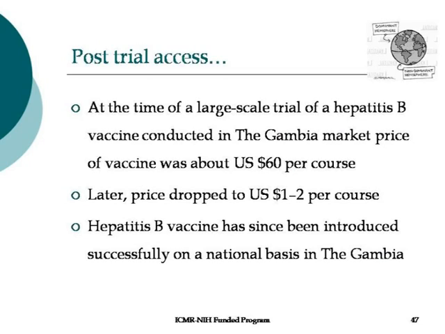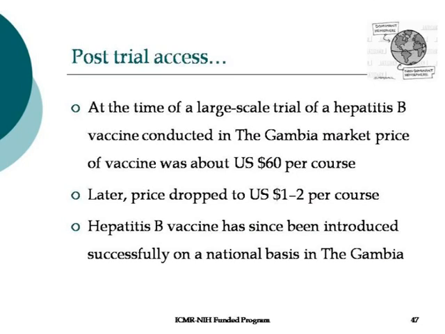These are some of the issues that are really most relevant to the underprivileged, socially or economically. I'll just give you the example of the Gambia hepatitis B. The research was done in the Gambia, and at the time, it was about $60 per course. But the government made efforts to make sure that it was available to the community, and today it's available at $1 to $2 per course, and it is now routinely introduced on a national basis.